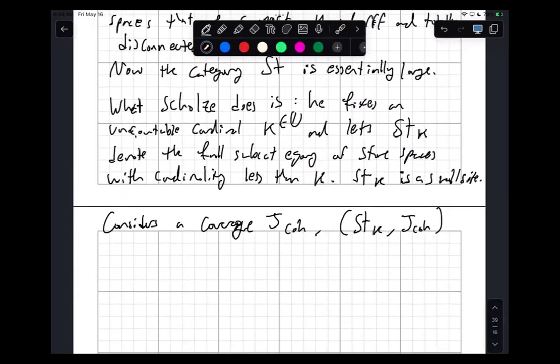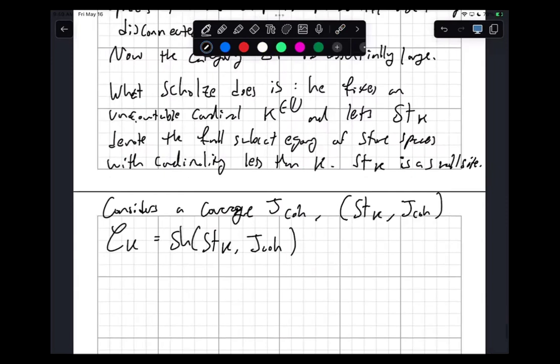Okay. So then what he does is he sets C K equal to the sheaves on this small site, and then he takes a colimit over these cardinals, and he says that is the category of condensed sets.